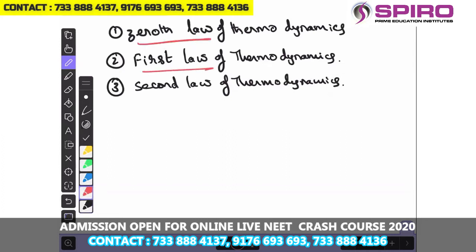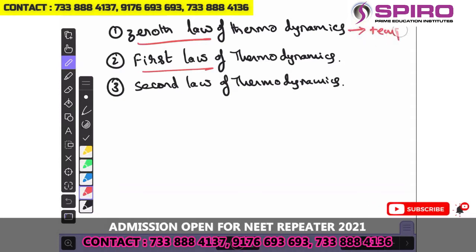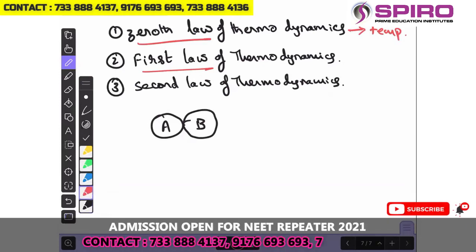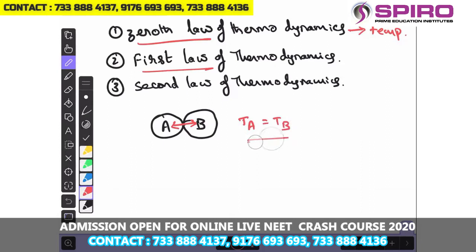What is the zeroth law? Zeroth law says about the internal energy and temperature. What zeroth law says is very simple. For example, if we consider any two systems, one system is system A and the other is system B, and A and B are in thermodynamic equilibrium. What is thermodynamic equilibrium? That means if no heat exchange takes place between A and B, both are at the same temperature. That means the temperature of A is equal to the temperature of B, right? Then the two systems are said to be in thermodynamic equilibrium.